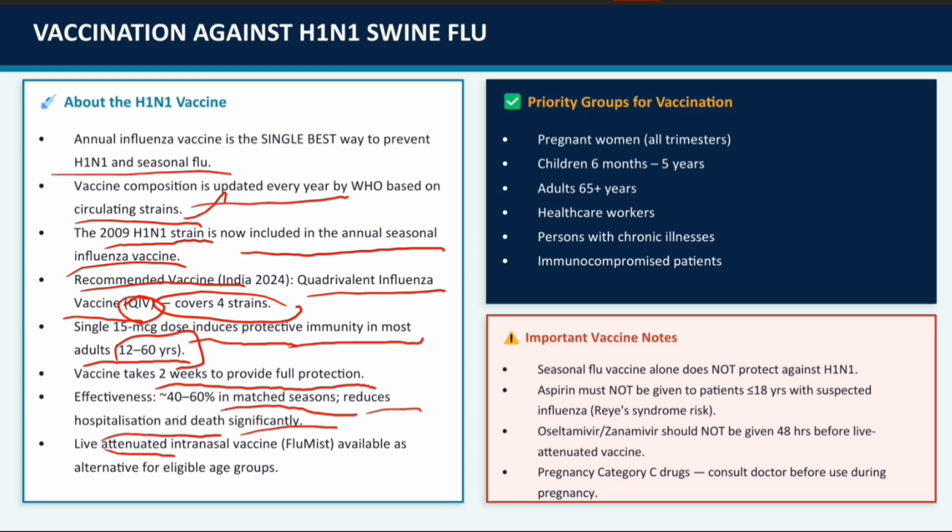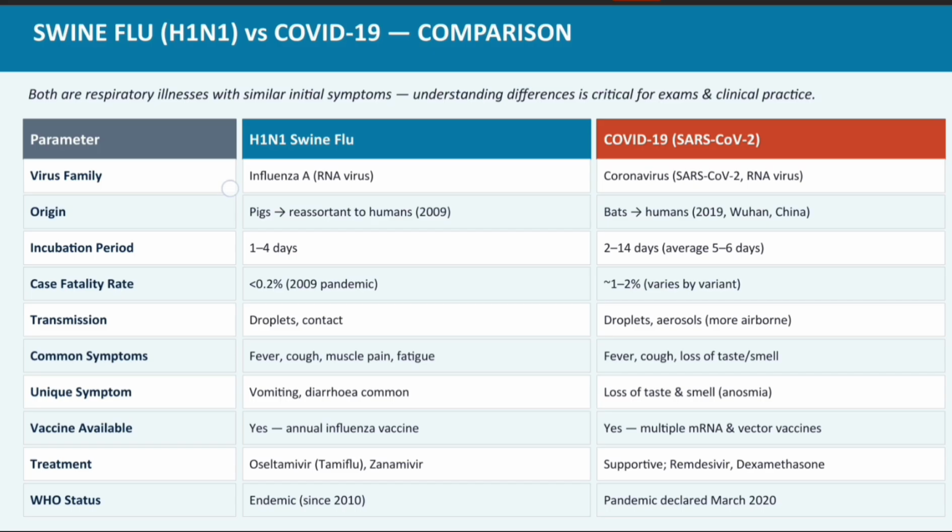Live attenuated intranasal vaccine. This is another vaccine, FluMist, available as an alternative for the eligible age group. Now we'll see the difference between swine flu and COVID-19.